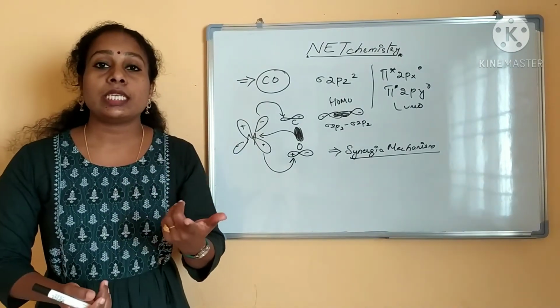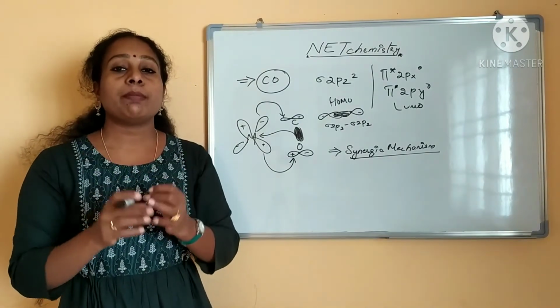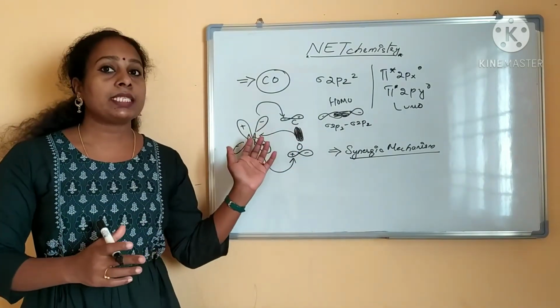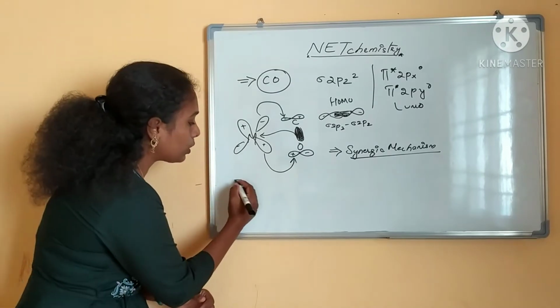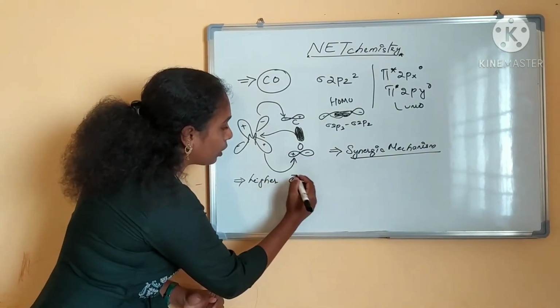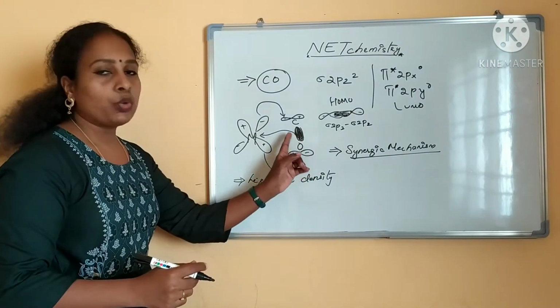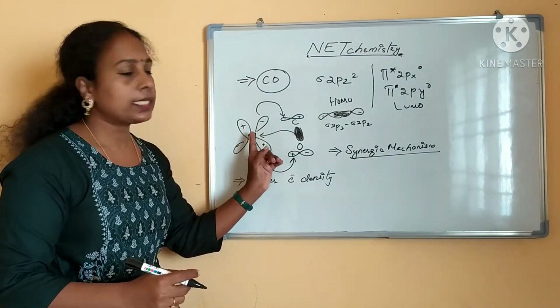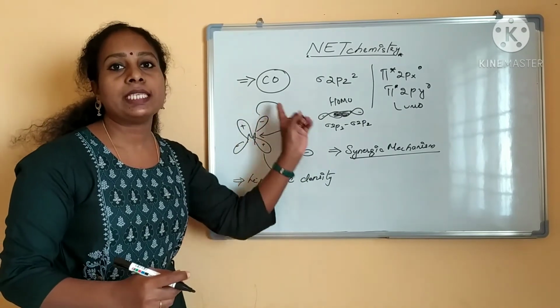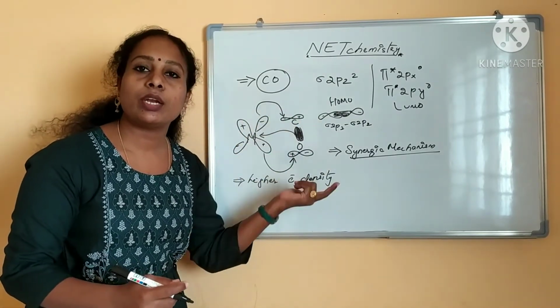And the second question is how CO can stabilize the low oxidation state of the metal. How is it stabilizing the low oxidation state? What is low oxidation state? Low oxidation state means higher electron density, right? From sigma 2p-Z only higher electron density is coming. So how will CO stabilize? CO will receive the electron. Pi star orbital of CO will receive the electron.